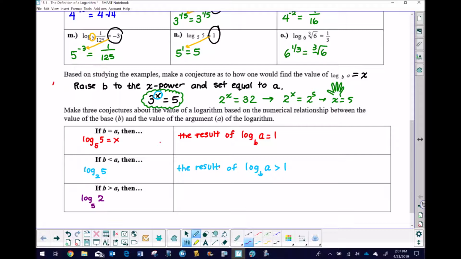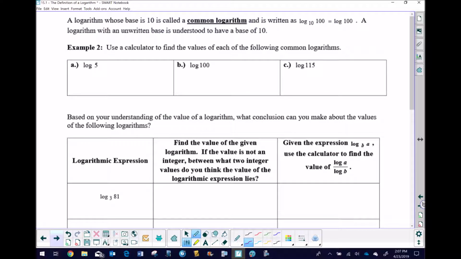What power would we raise 5 to get 2? Is it going to be bigger than 1 or smaller than 1? It's going to be smaller. And that's kind of our first realization here. Okay? All right. Moving on to the next page here.